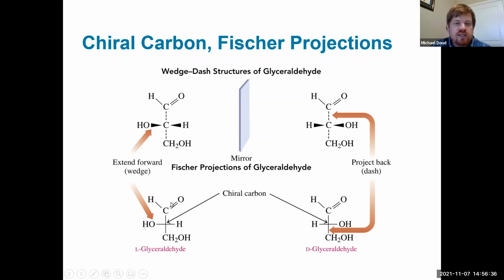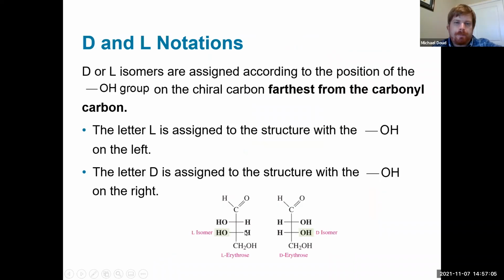Now, if you take the mirror image of it, because we have a chiral carbon, here we have the hydrogen on the right and the hydroxyl group on the left. The mirror image then has the hydrogen on the left and the hydroxyl group on the right. So these are both glyceraldehyde. This one is L-glyceraldehyde, and this is D-glyceraldehyde, for reasons that we'll talk about in just a little bit. But because of these chiral carbons, these now are non-superimposable mirror images.